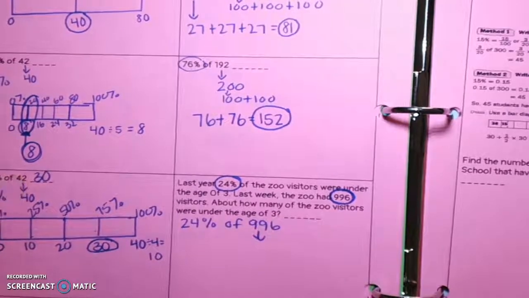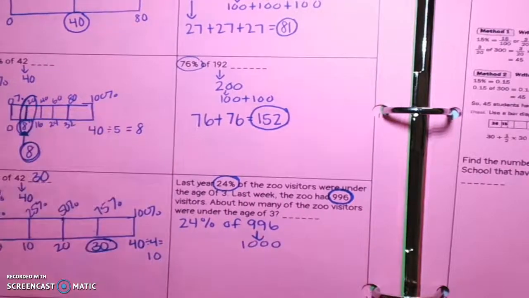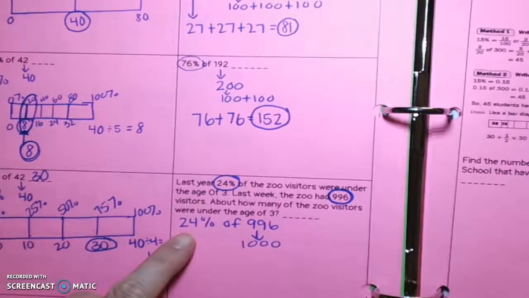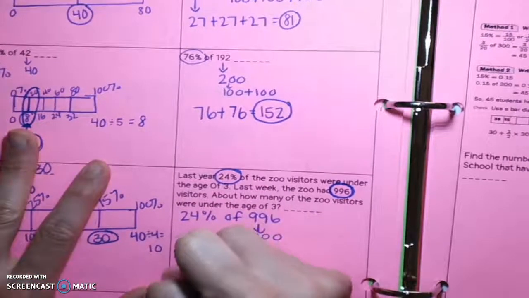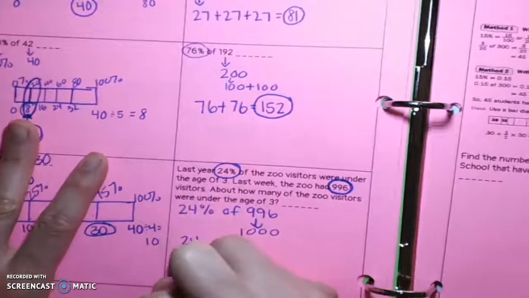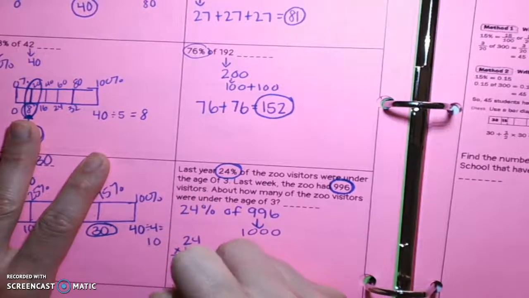Now let's look at 996. Is it closest to 900 or 1,000? It is 1,000. How many times do we have to add 100 together to get 1,000? That would be 10. Instead of doing 24 plus 24 10 times, I'm just going to do 24 times 10, and I'm going to get 240 for my answer.